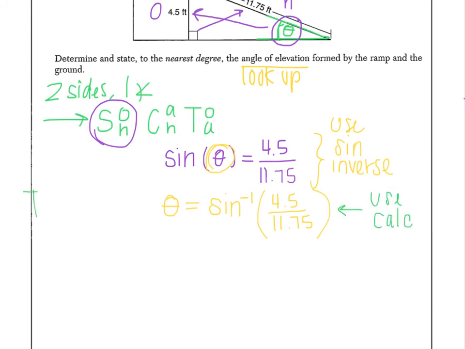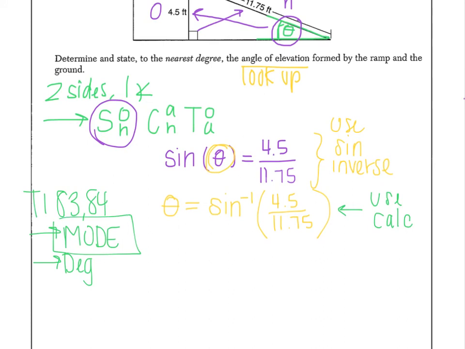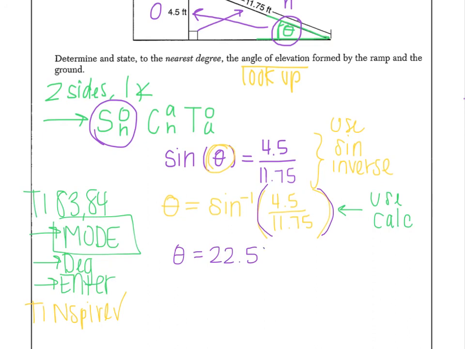If you have a TI 83 or 84, you need to make sure that your mode is in degrees. So hit the mode button and then hit degree and hit enter. If you have a calculator that's a TI Inspire, you're good to go. It's already in degree mode. So when I type in sine inverse of 4.5 divided by 11.75, all inside of the parentheses, I end up with theta equals 22.5183 and so on. Keeps going.